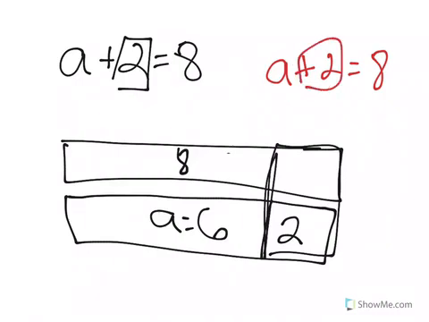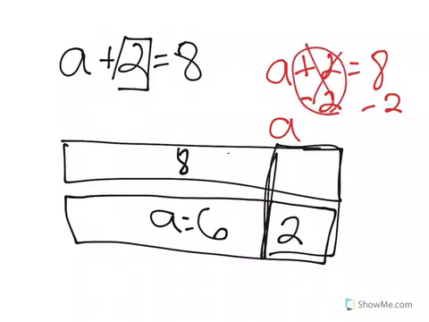Since this says plus 2, the way to get rid of that plus 2 is to take away 2. Now, if you do something to one side of the equal sign, you have to do it to the other side of the equal sign. So, we end up with a. 2 minus 2 is 0, so that goes away. Bring down the equal sign. 8 minus 2 is 6. Our answer is a equals 6. Okay, let's do another example.